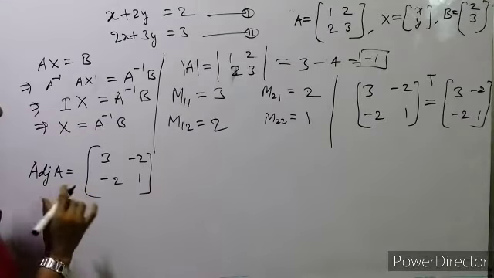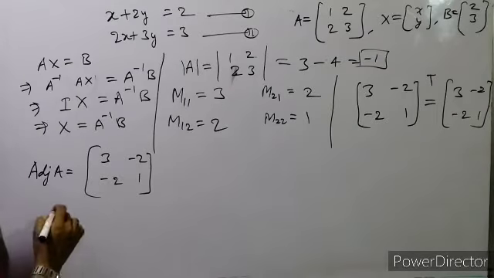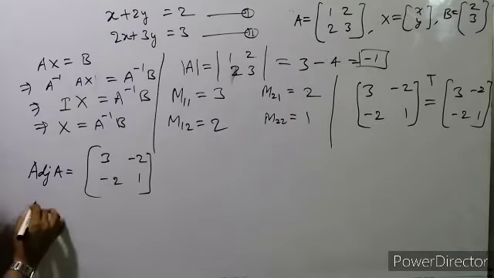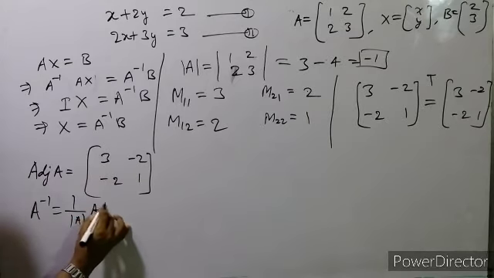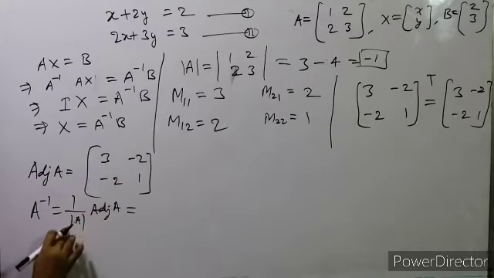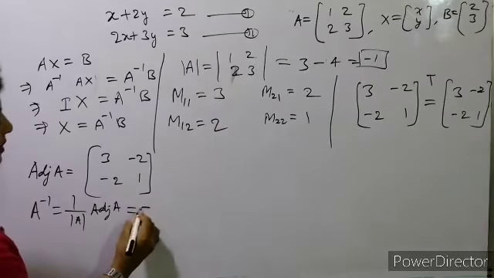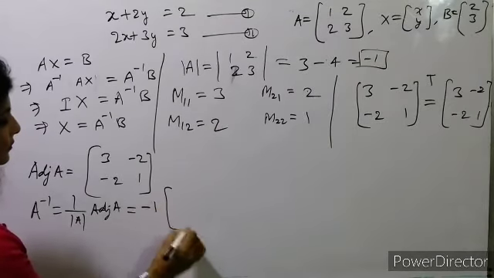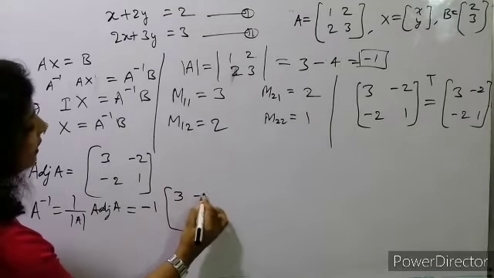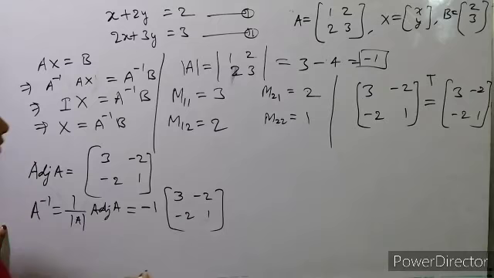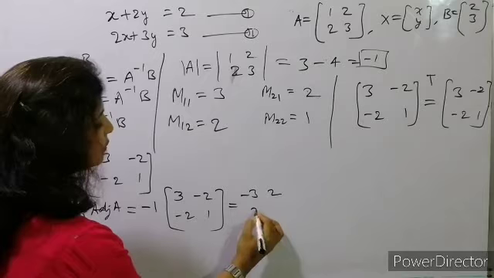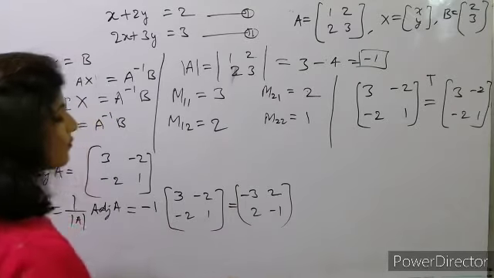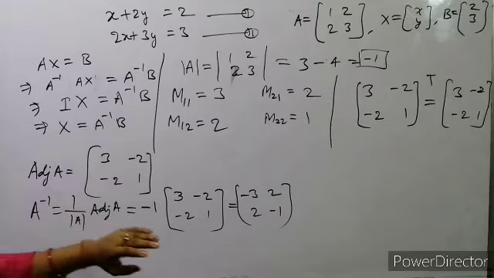This is the adjoint. Now we have the adjoint, so can we find the value of A inverse? Yes, A inverse is equal to 1 upon determinant of A into the adjoint of A. So this will be minus 1 into this matrix, 3, minus 2, minus 2 and 1. When we multiply, we get minus 3, 2, 2, minus 1.